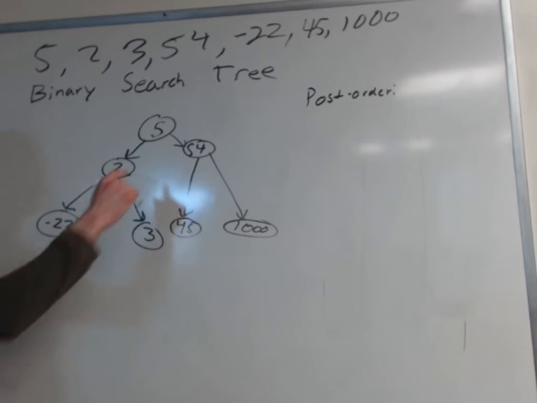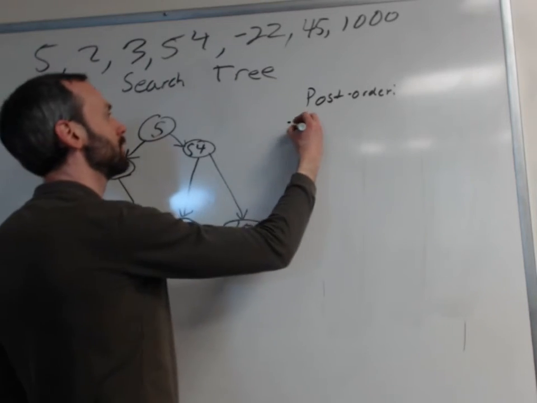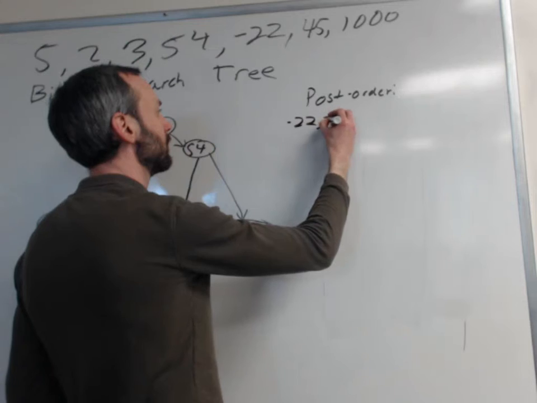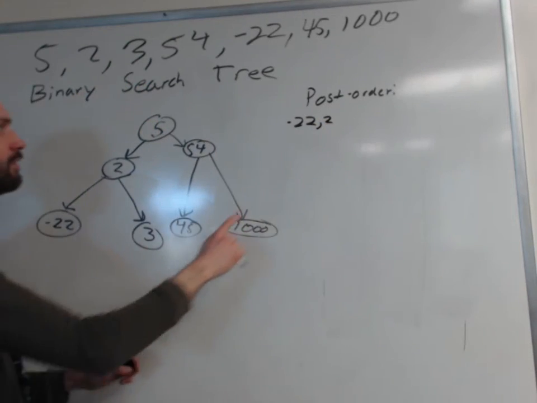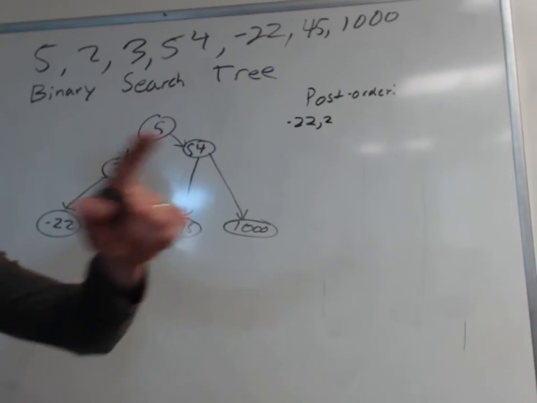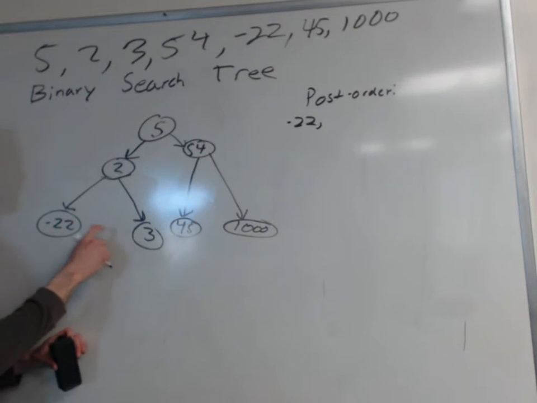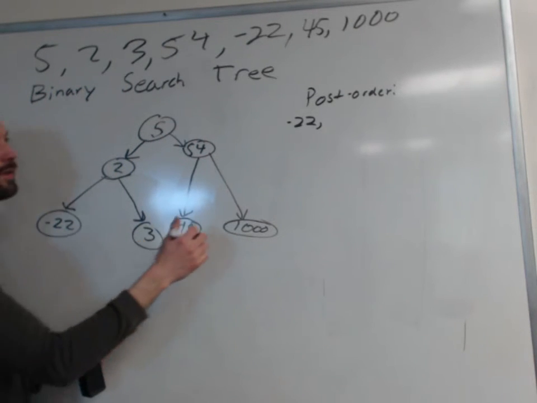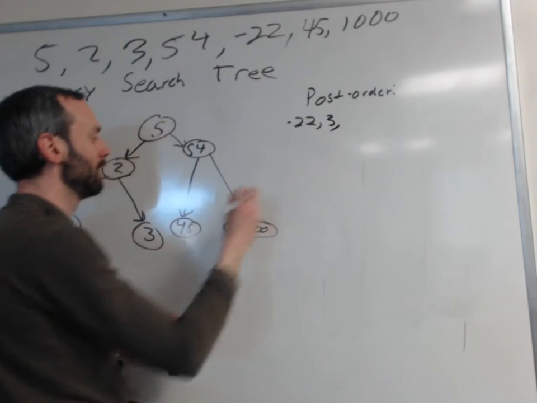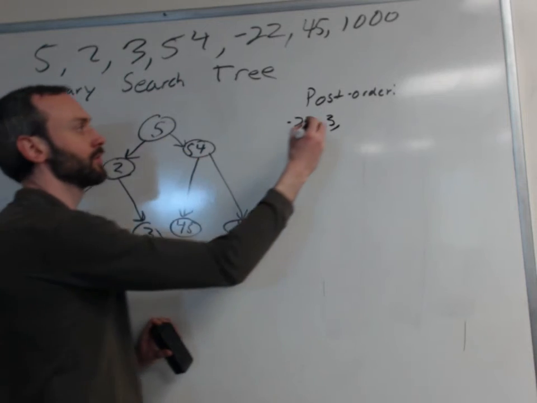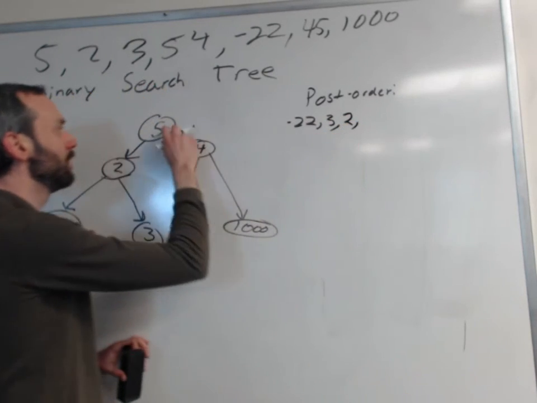He said after you visit all the children, so you don't start at 5. It'd be negative 22. Then 3, 2. Oh, I'm sorry, you're correct, 3. Why is that? Because when you come up to 2, you've only visited the left child, you haven't visited the right child. So then that would be a 3, because there's nothing there. Then the 2, you visit all the children, so it's a 2.